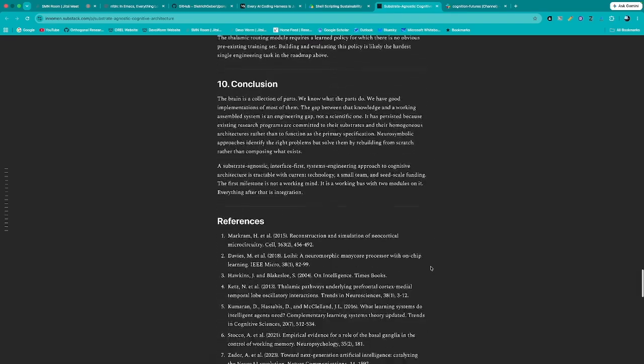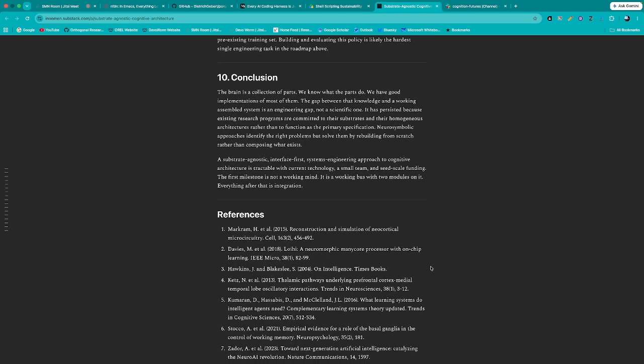Then this is kind of an outline of a thing that they want to do, but I think it also hits on a number of really good points about this kind of approach. So the conclusion is that a substrate-agnostic interface for systems and engineering approach to cognitive architectures is tractable. The brain is a collection of parts. We know what those parts do. We have good implementations of most of them, but getting them assembled into one heterogeneous system is the problem.